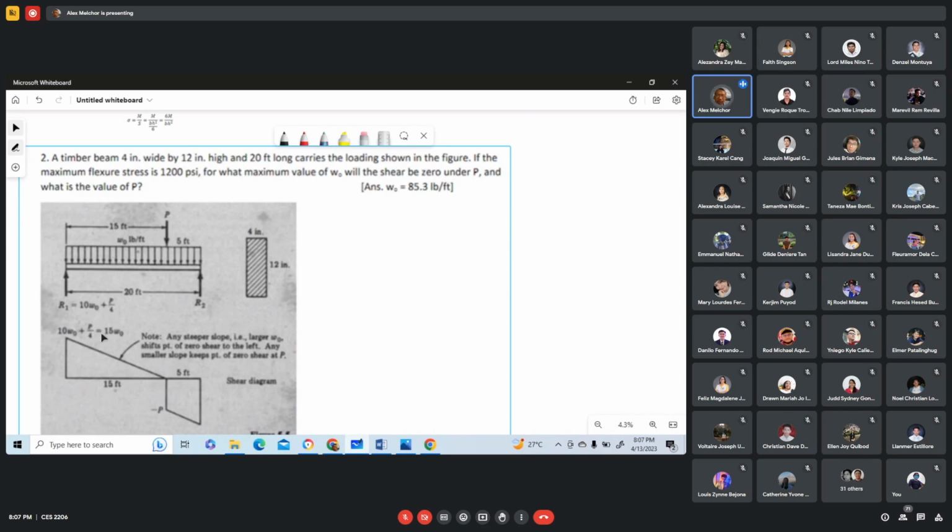Now, do not consider that first, because you will be confused with that. So the magnitude of the shear here is equal to this one. So I do not consider that first. Okay. And then we have this resultant.